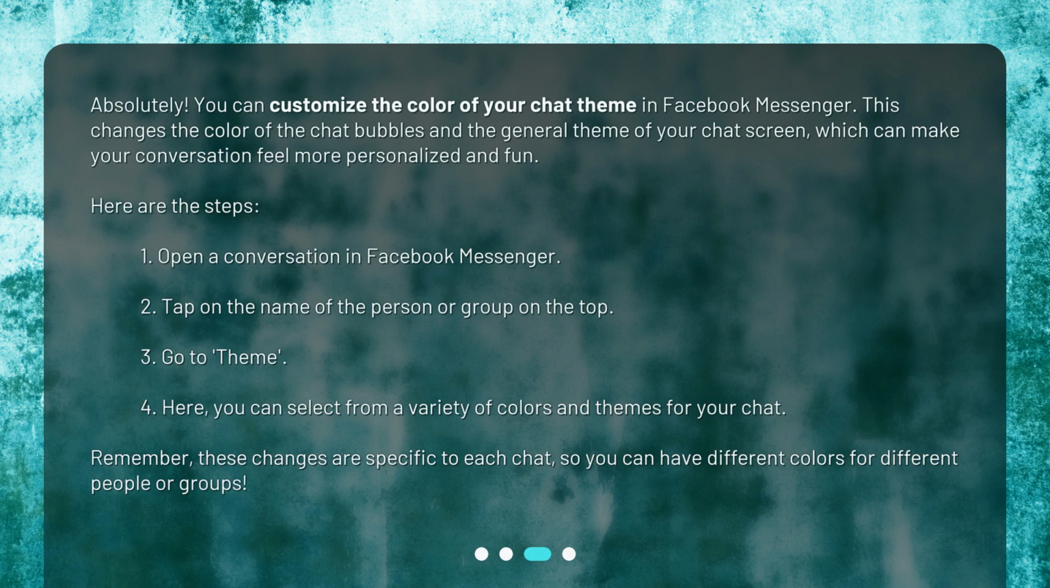Absolutely. You can customize the color of your chat theme in Facebook Messenger. This changes the color of the chat bubbles and the general theme of your chat screen, which can make your conversation feel more personalized and fun. Here are the steps. 1. Open a conversation in Facebook Messenger. 2. Tap on the name of the person or group on the top. 3. Go to Theme. 4. Here, you can select from a variety of colors and themes for your chat. Remember, these changes are specific to each chat, so you can have different colors for different people or groups.